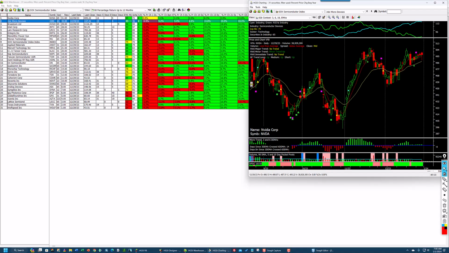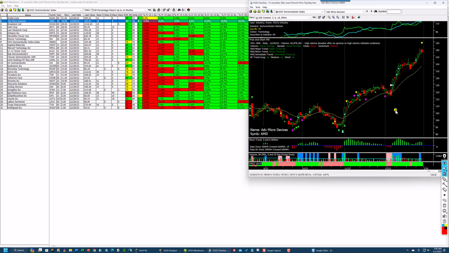Let's look at AMD. This should be a little bit smoother. It's a lot smoother. So once again, crossed over 15 days ago, and that would correspond to the semiconductor index, which is not generated by HGSI, but it crossed over. You can see it right there. Here's the crossover. Here's the crossover.